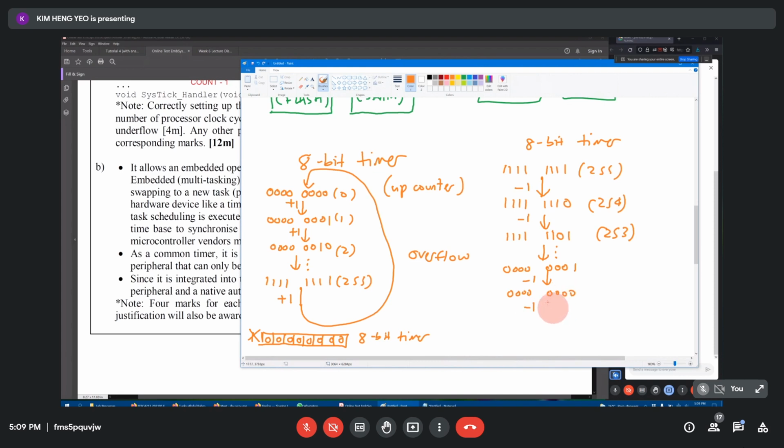If you minus again, what happens? You're going to underflow here. We call this underflow. So this is a down counter. Down counters will underflow, and up counters will overflow.